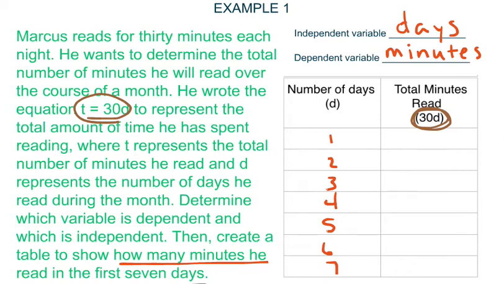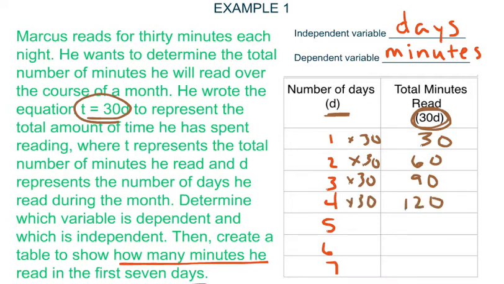So 30 times D. D is the number of days, so 30 times 1 is 30 minutes after 1 day. After 2 days, 2 times 30 is 60. 3 times 30 is 90. 4 times 30 is 120. 5 times 30 is 150. And continuing.